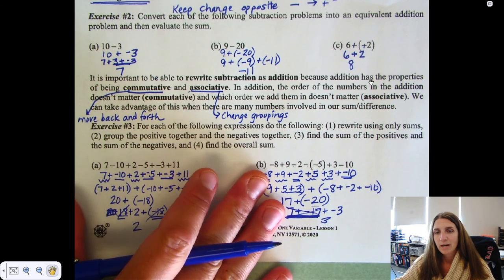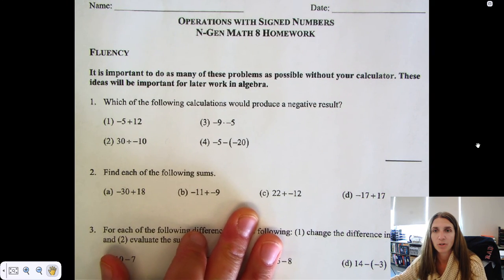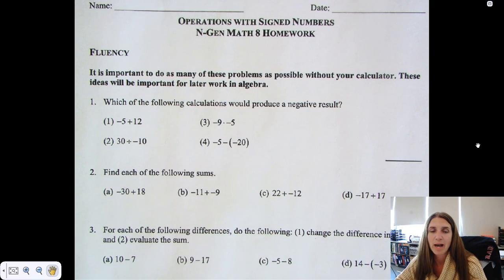Okay, hopefully that brought back some understanding. What we're going to do now is on your paper, I'm going to have you try a couple, and then I'm going to ask you to pause the video and then check your answer. So here we go. Number 1, which of the following calculations would produce a negative result?